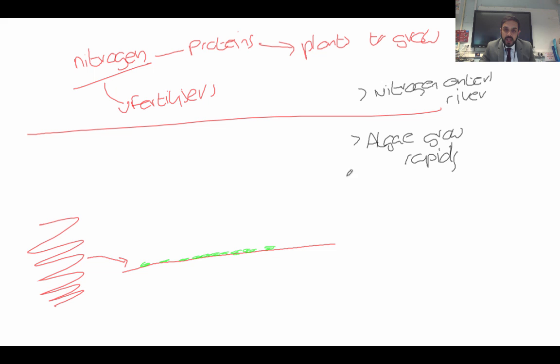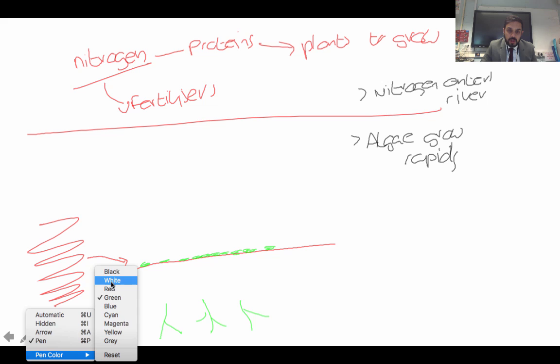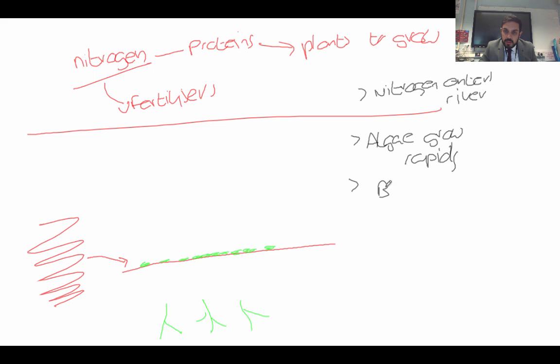Okay, now why is that an issue? Because the plants at the bottom need light, and what occurs is that they then start to die away because of the fact that the algae are blocking the sunlight. So your plants die. These plants are dying now, they're dead.